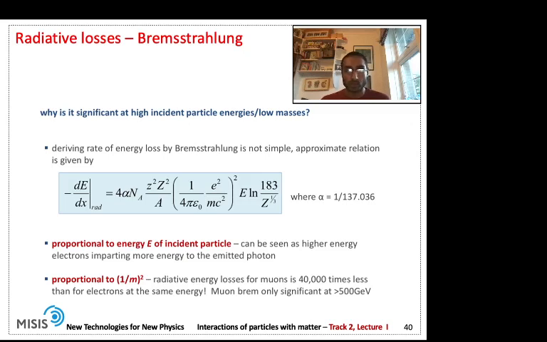And it's also proportional to 1 over m, so 1 over m squared in fact. So the radiative energy losses for muons are some 40,000 times less than for electrons at precisely the same energy. So in fact, muon Bremsstrahlung only really becomes significant at momenta above about 500 GeV, so really very energetic.